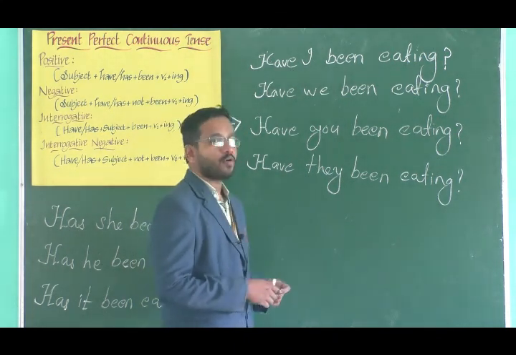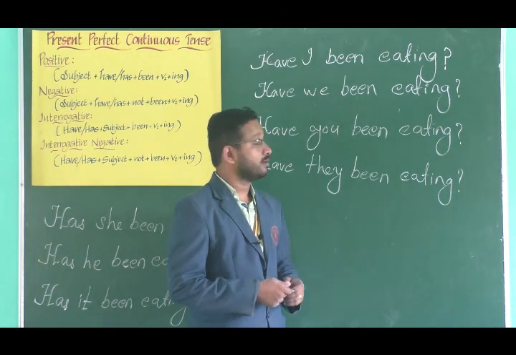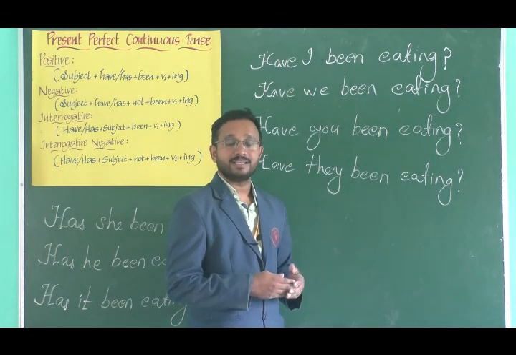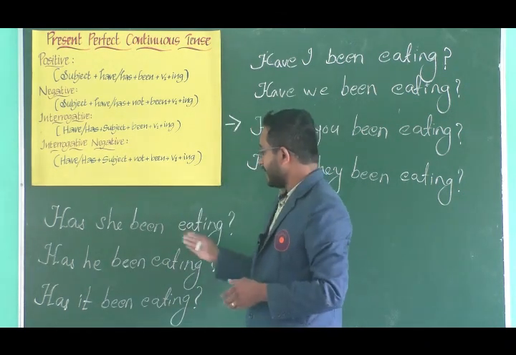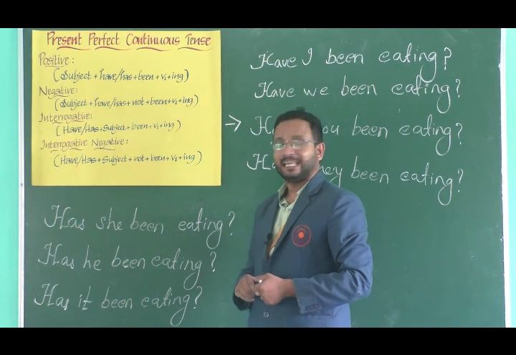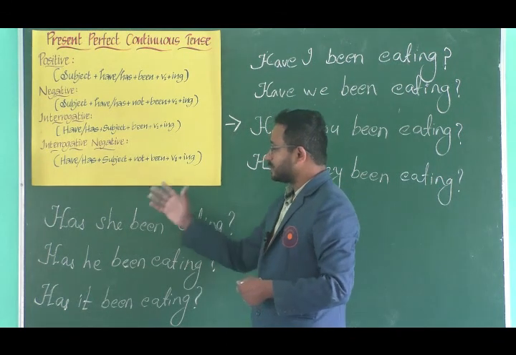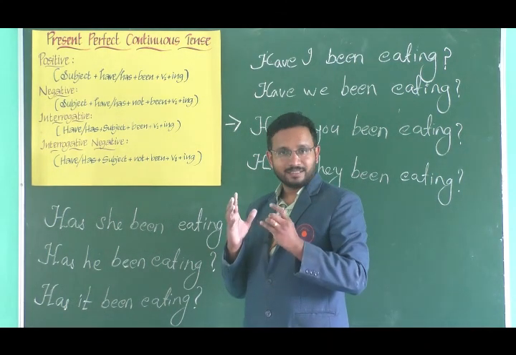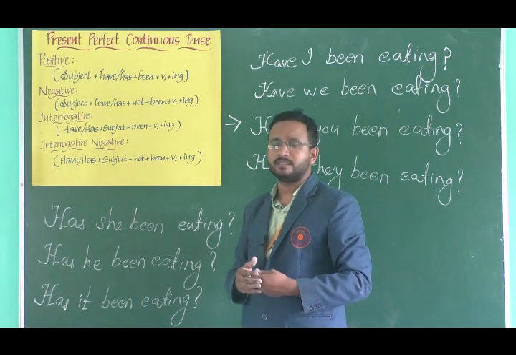Dear students, for your better understanding, I've repeated these verbs. You can also say playing, running, dancing, jumping, reading, writing, any verbs. Has she been eating? Has he been eating? Has it been eating? Now here, you need to check only the grammatical coherence, the grammatical perfection. The meaning may be different.